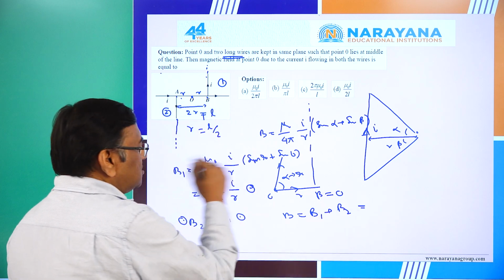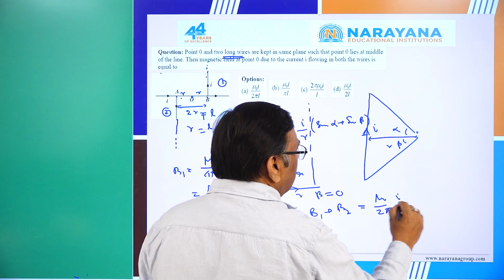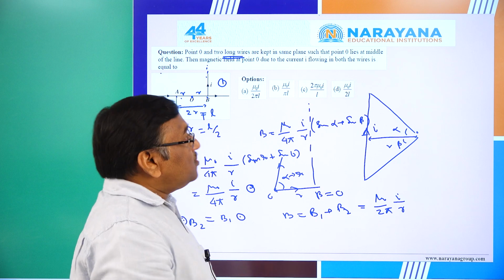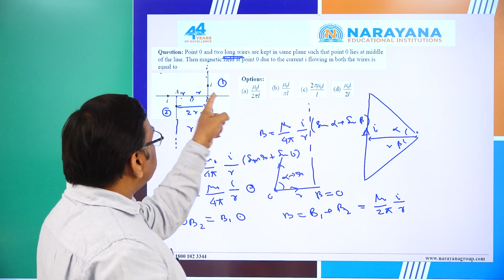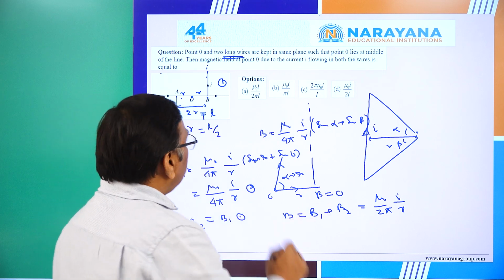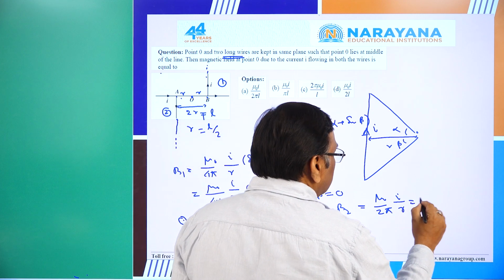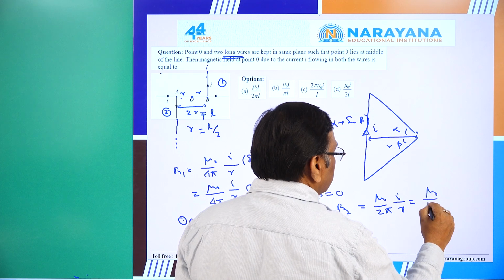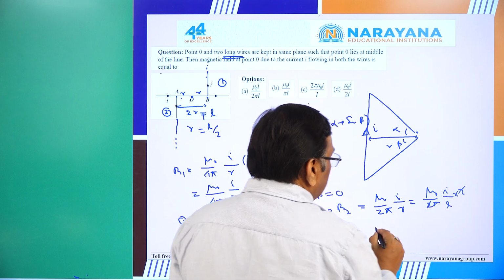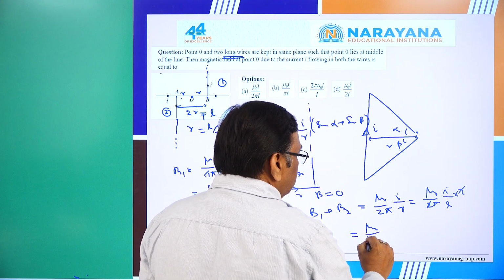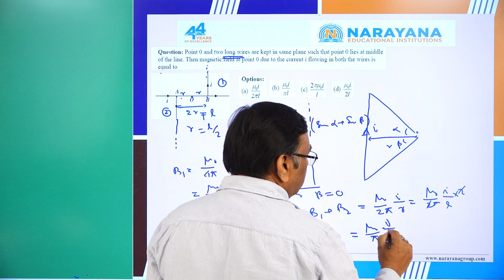That means it is the sum of these two. The sum of these two will simply be mu 0 upon 2 pi into I upon R. As I said, in this question it is not clearly mentioned what length L is all about. So if you consider the distance between A and B to be L, then the total distance is L, so R is going to be L by 2. If R is equal to L by 2, the value is mu 0 upon 2 pi into I upon L by 2. This cancels out. So what you are getting is mu 0 upon pi into I upon L.